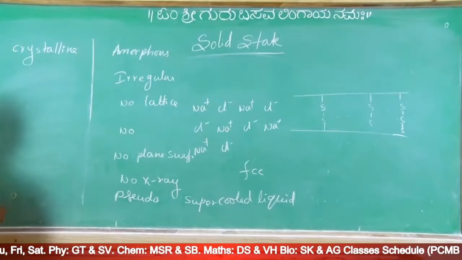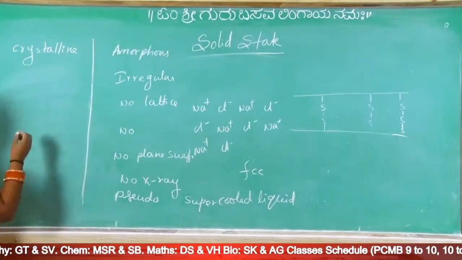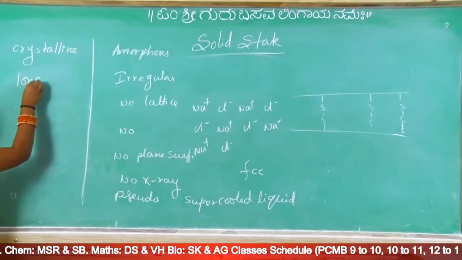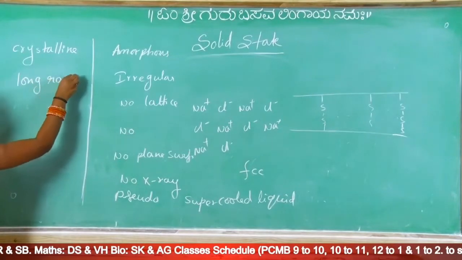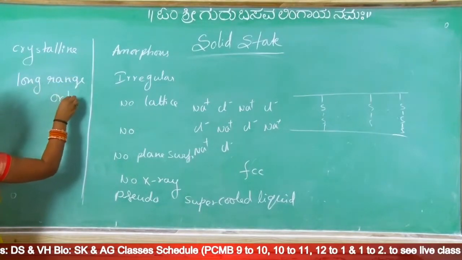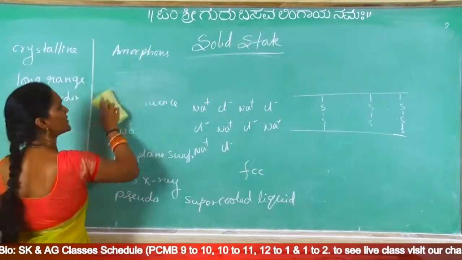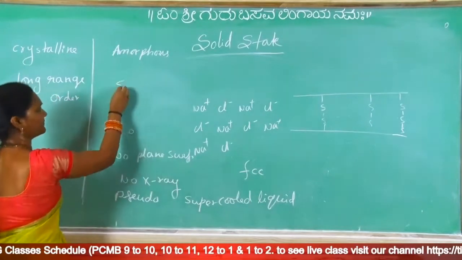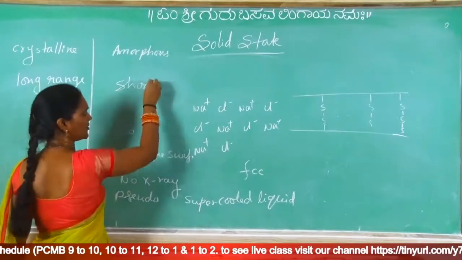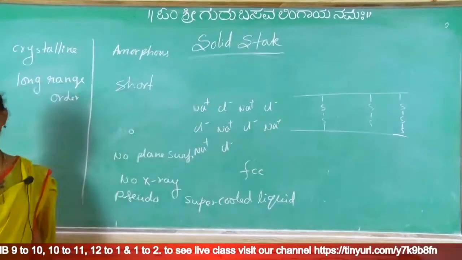In crystalline solids, long range order is there. Long range order. And amorphous solids, short range order. Which of the following has short range order? Given answer is amorphous solids.